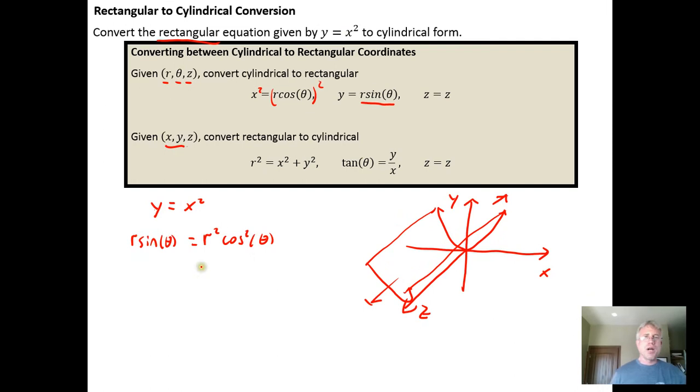And then to solve this for r, I could simply divide both sides by r times the cosine squared of theta. And then I would divide this side by r cosine squared of theta. And then there's a couple things to realize here. We're in a little bit of a danger zone, because if the cosine squared is equal to 0, we can't divide by it. And if the radius is equal to 0, we can't divide by it. And if I look at my parabolic cylinder here, there will be locations where the radius is equal to 0.